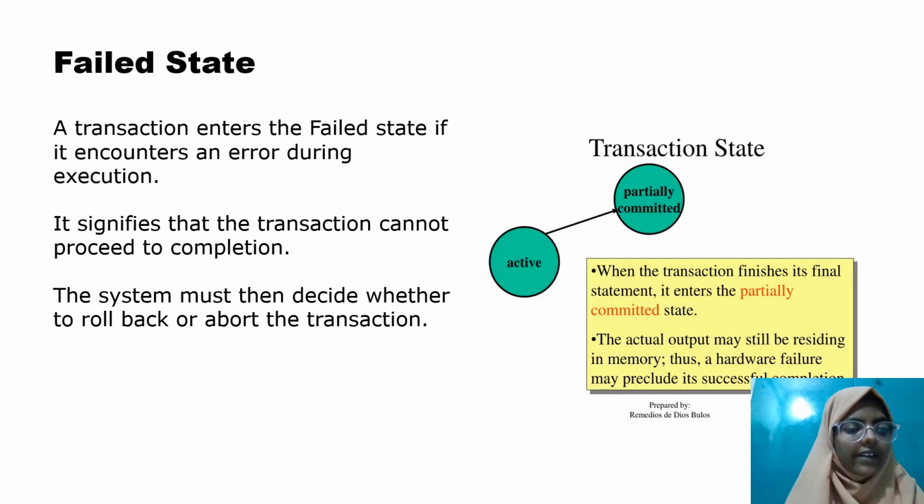Failed state. A transaction enters the failed state if it encounters an error during execution. It signifies that the transaction cannot proceed to completion. The system must then decide whether to roll back or abort the transaction. When an error occurs, it enters into the failed state.